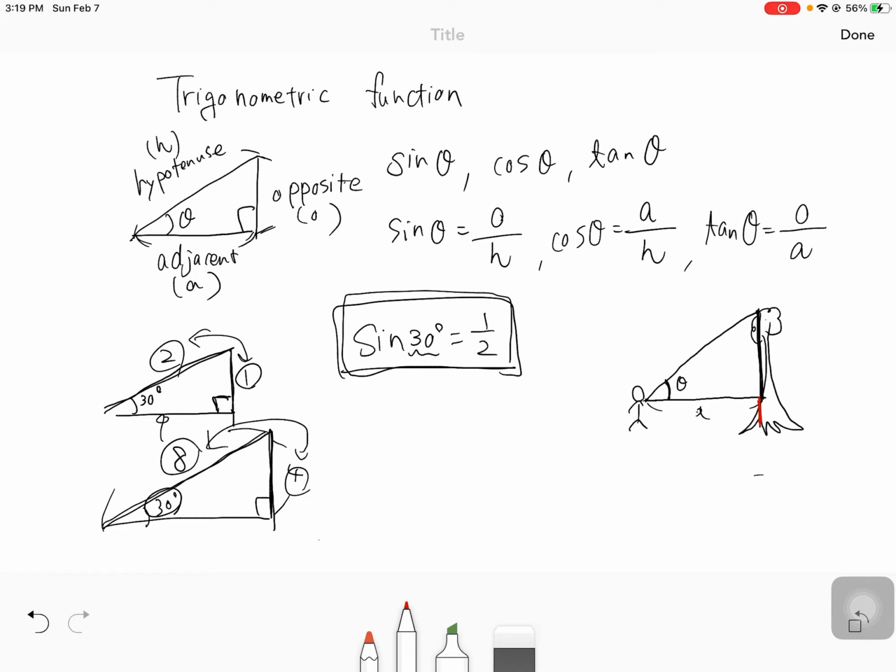Then they can calculate this height easily. So the red one plus the black one, then they can calculate the height easily. That's one example of applications in our life. So trigonometric functions are pretty useful and convenient to calculate lengths. That's all.